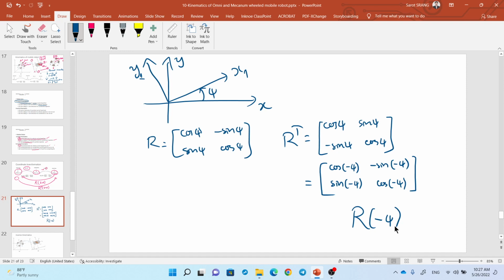So what I'm trying to say here is that the rotation transpose is the same as rotating the axis in the opposite direction.